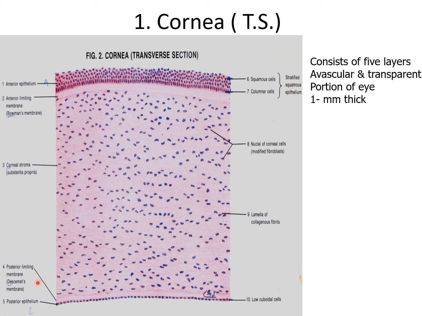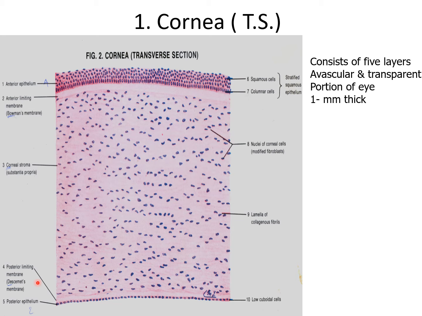Then the fourth one is the posterior limiting membrane, also given the name Descemet's membrane. Deep to the substantia propria there is a thin, homogeneous, acellular layer called the posterior limiting membrane, or Descemet's membrane. It is a true basement membrane. It can regenerate after injury. At the margin of the cornea, the posterior limiting membrane becomes continuous with the fibers that form a network in the angle between the cornea and the iris. We call this the iridocorneal angle. The spaces between the fibers of the network are called the spaces of the iridocorneal angle. Some of the fibers of the network pass into the iris as the pectinate ligament.